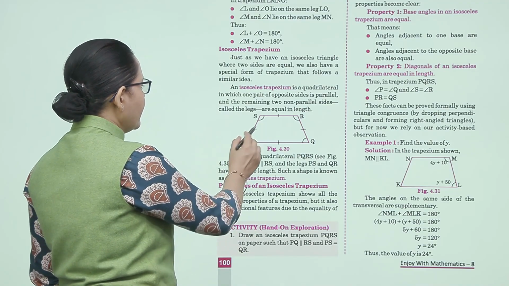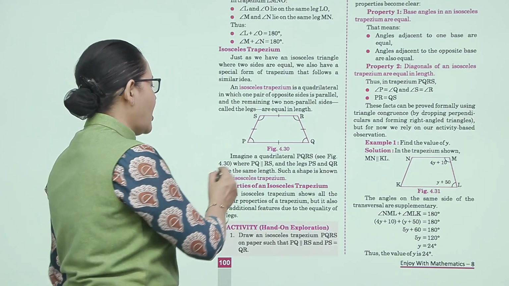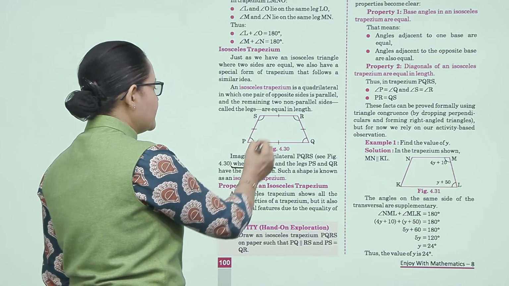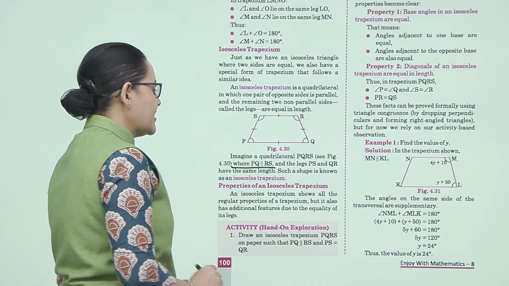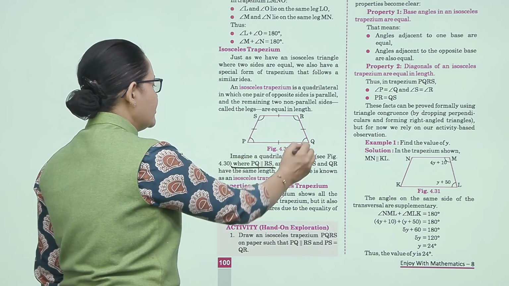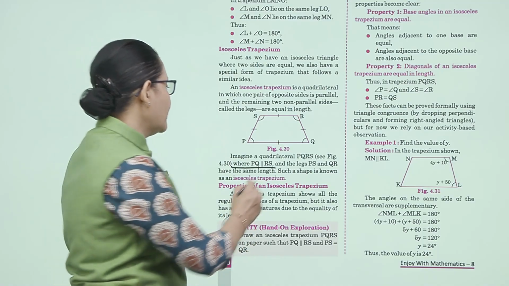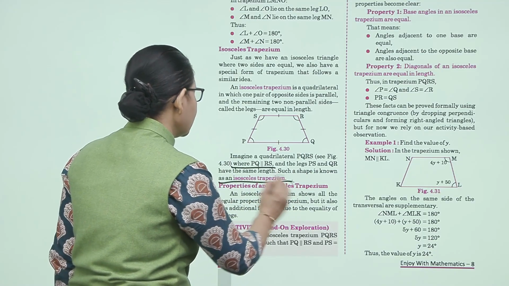So, here you can see this is a trapezium. Imagine the quadrilateral PQRS, where PQ is parallel to SR. The legs PS and QR, these are the legs, the non-parallel sides, have the same length. Such a shape is known as an isosceles trapezium.